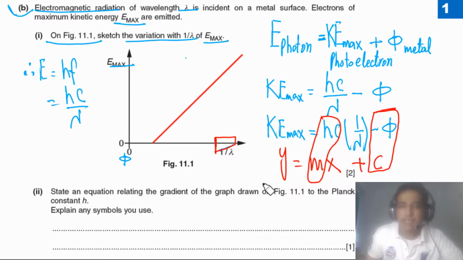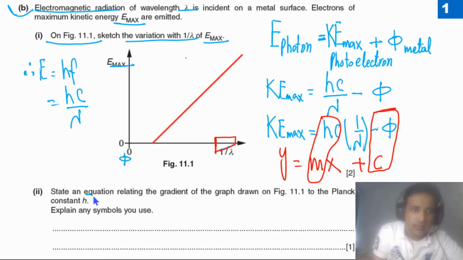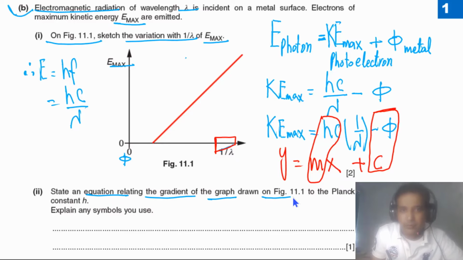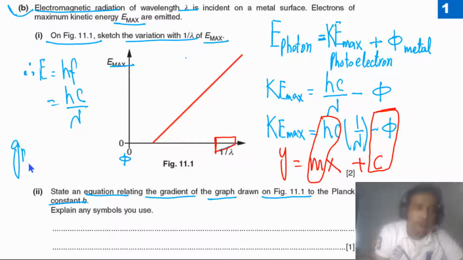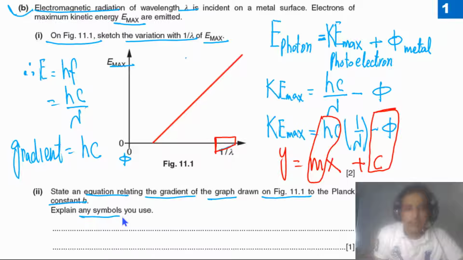Now the second part is asking us to state an equation relating the gradient of the graph drawn on figure 11.1 to the Planck constant h. Gradient of the graph drawn on figure 11.1 to the Planck constant h means how gradient and Planck constant are linked together, relating these two. So gradient, we have already discussed that gradient is equal to h times c. Explain any symbols you use.